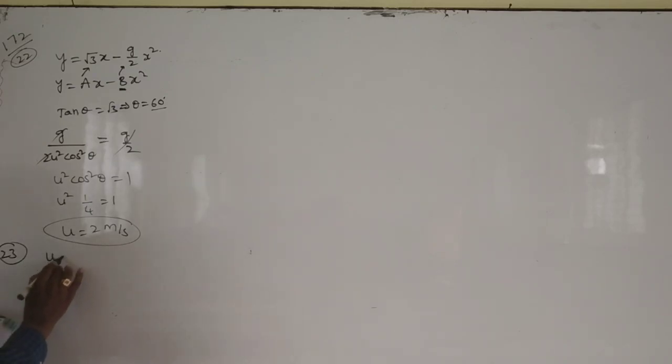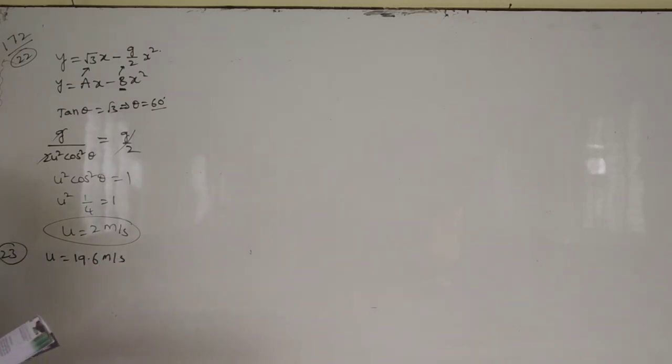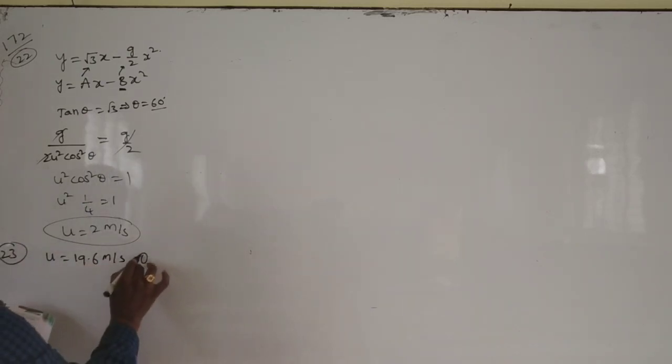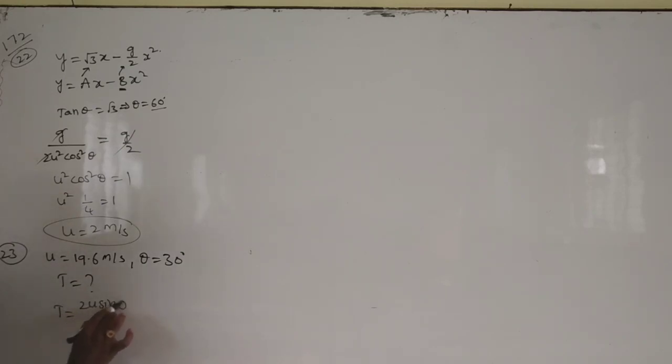A particle is projected with speed u equal to 19.6 meters per second at an angle theta equal to 30 degrees with the horizontal. What is the time of flight? Time of flight we have to find. The time of flight formula is 2u sin theta by g.